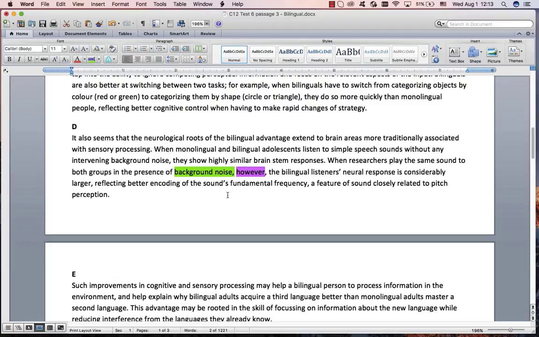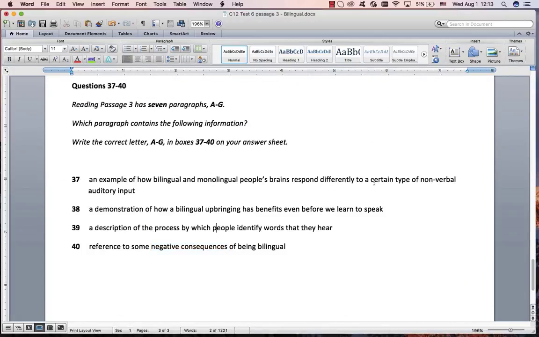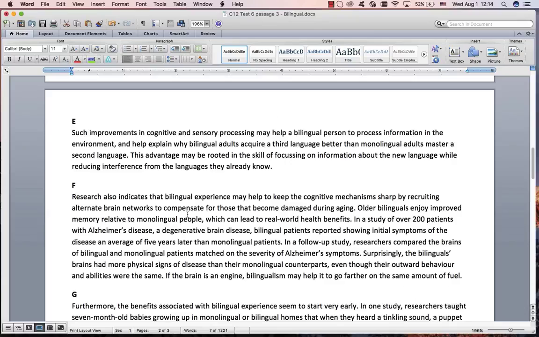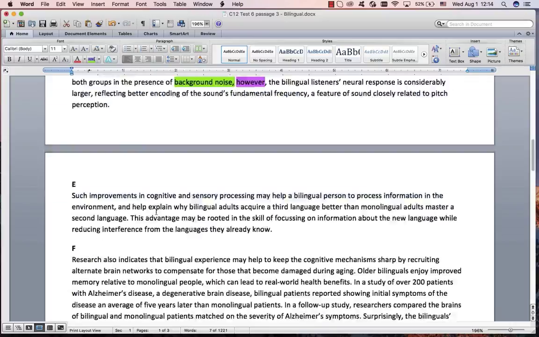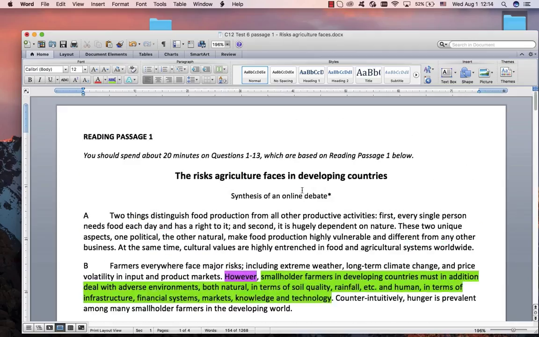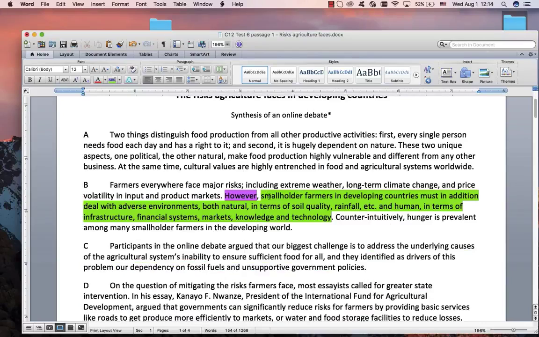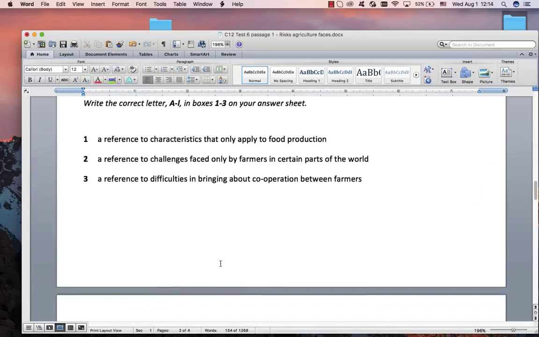You will see that the same writer often has the same style. This was very important, this word here, or phrase here, background noise. That background noise was a certain type of non-verbal auditory input. Very difficult vocabulary, but I just want to show you that the however showed you that important information was there. In the others, we'll look at them quickly. There weren't so many. There was just one in this one about agriculture. There's the however. There's the important information. That was this question here.